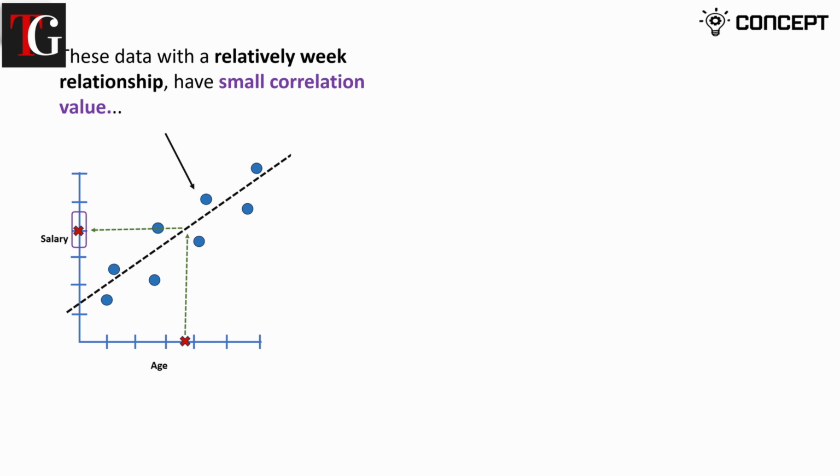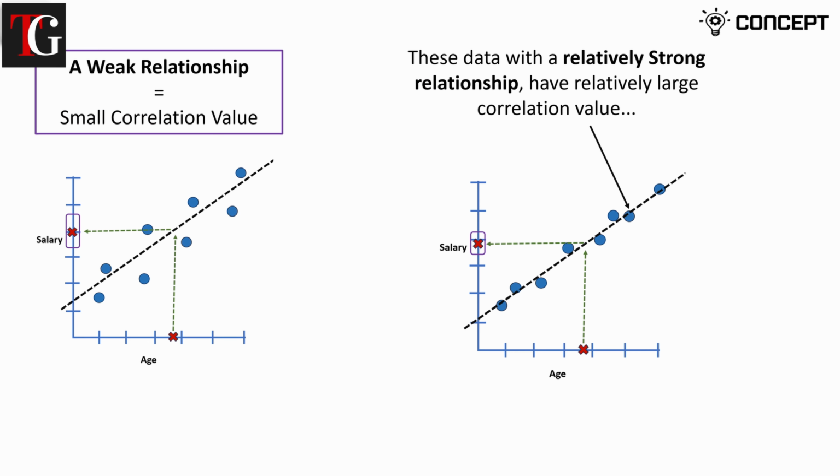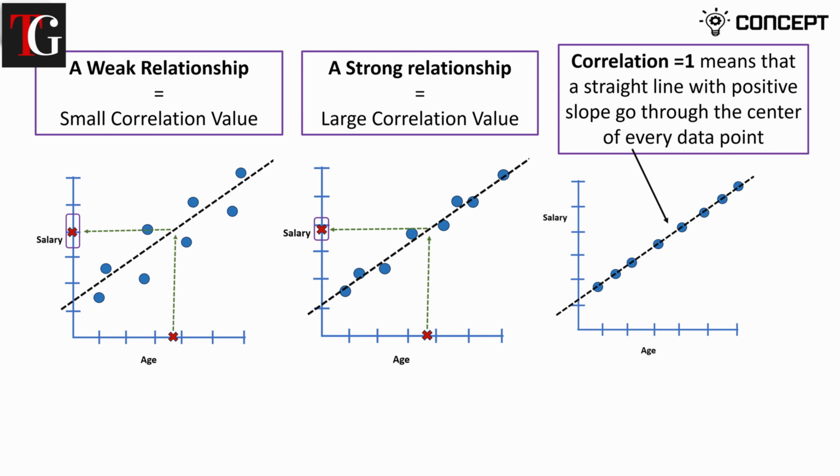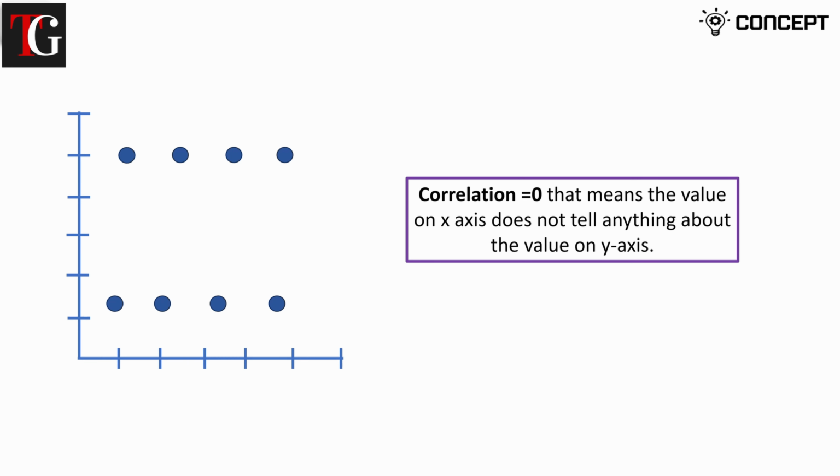Data with a relatively weak relationship have a small correlation value. Data with a relatively strong relationship have relatively large correlation values. If the correlation value is 1, that means that a straight line with positive slope goes through the center of each data point. And a correlation value equal to 0 means that the value on the x-axis does not tell anything about the value on the y-axis.